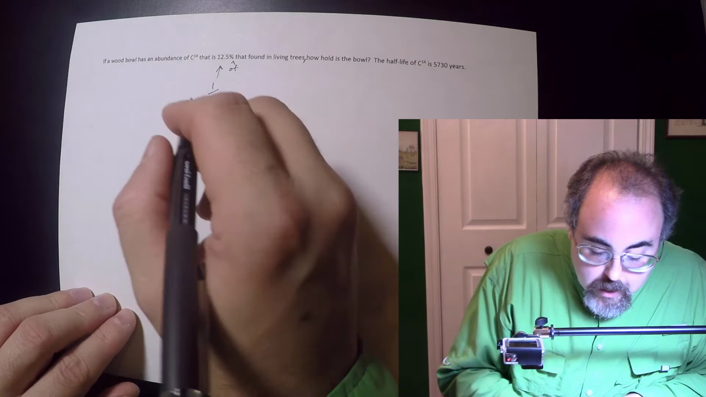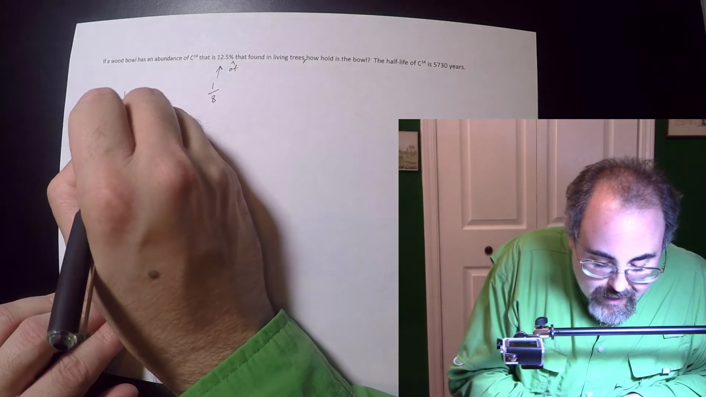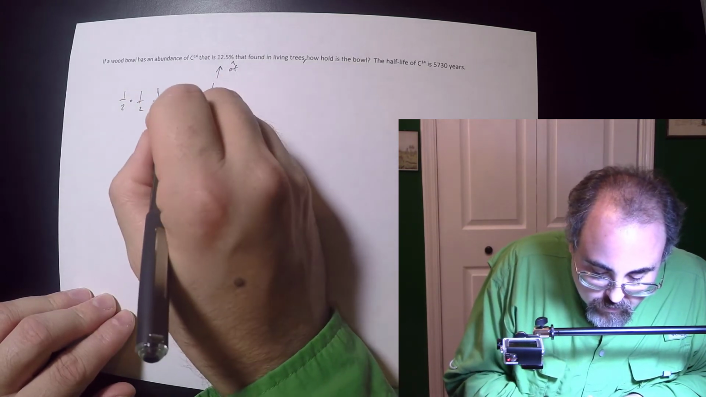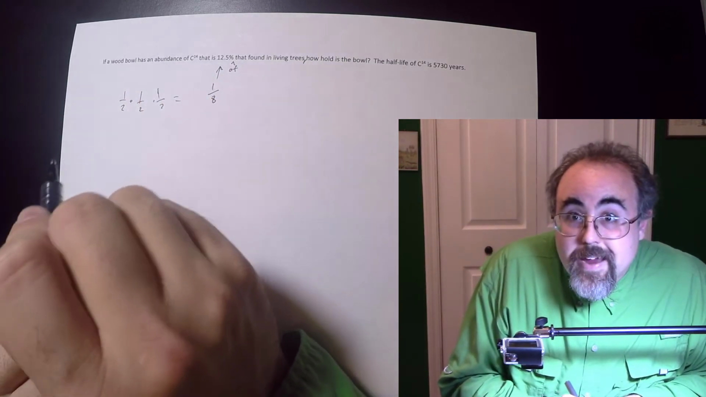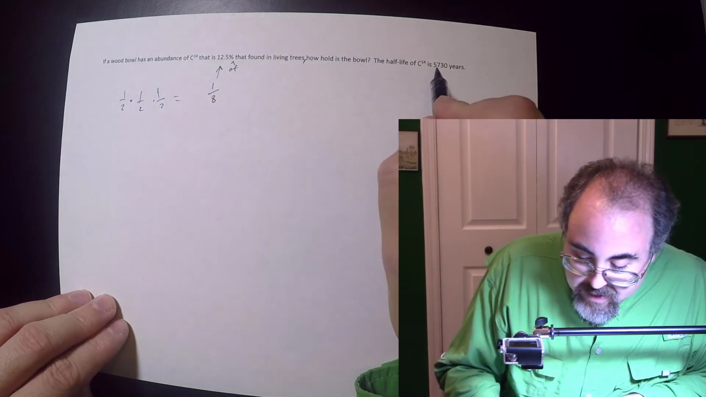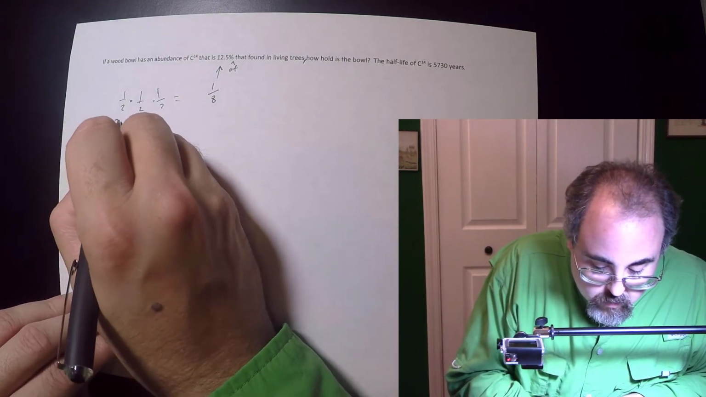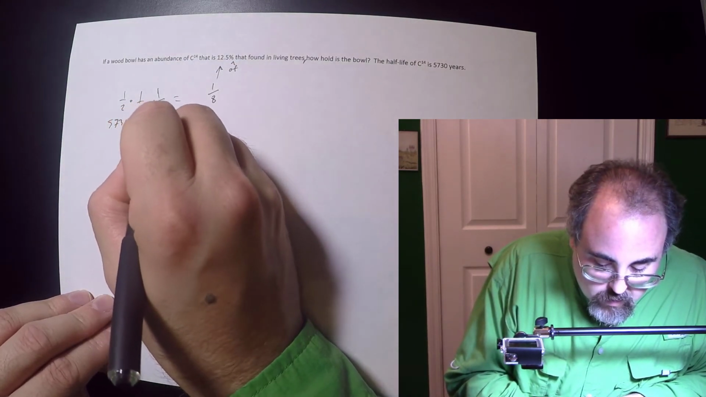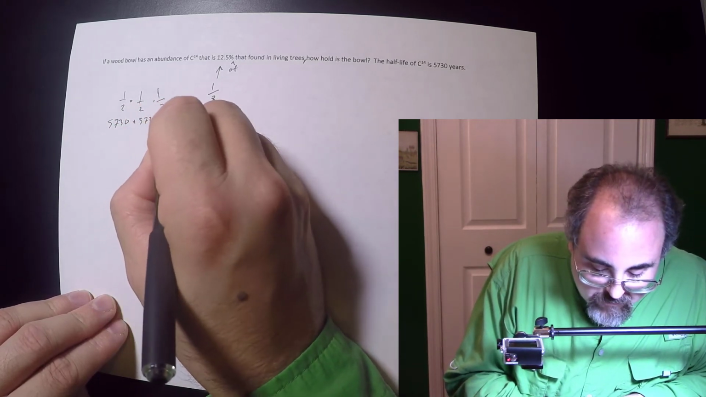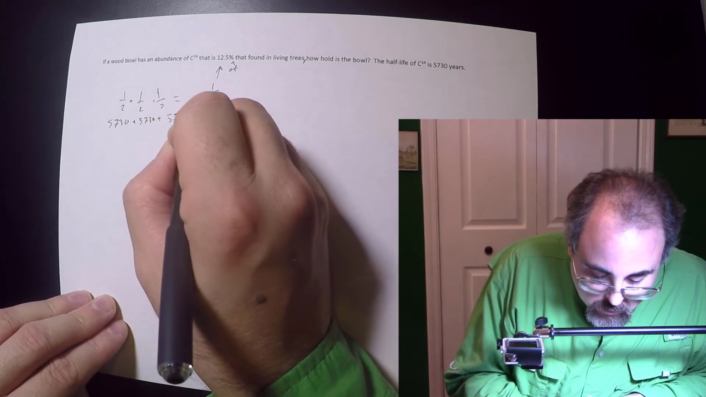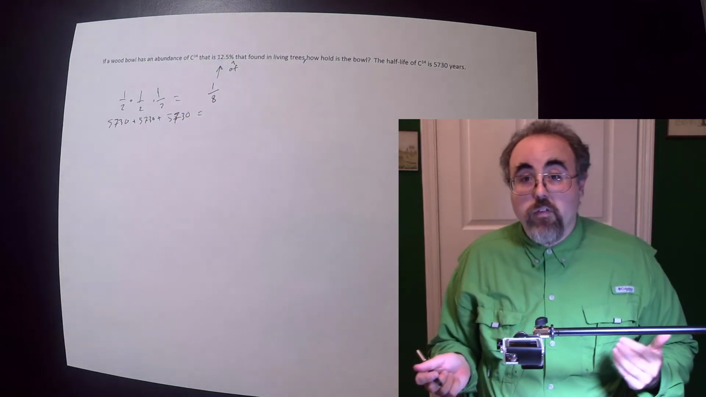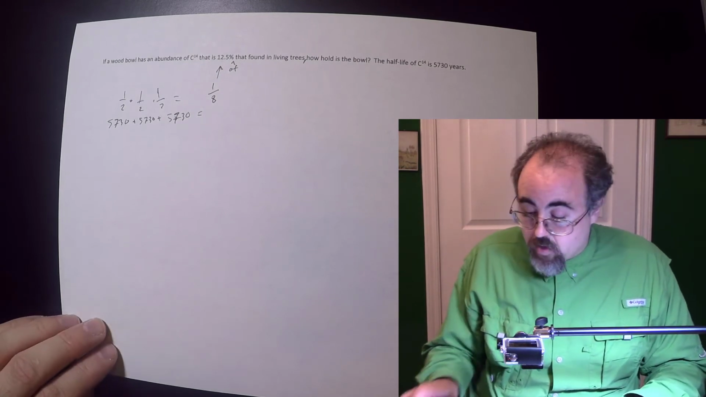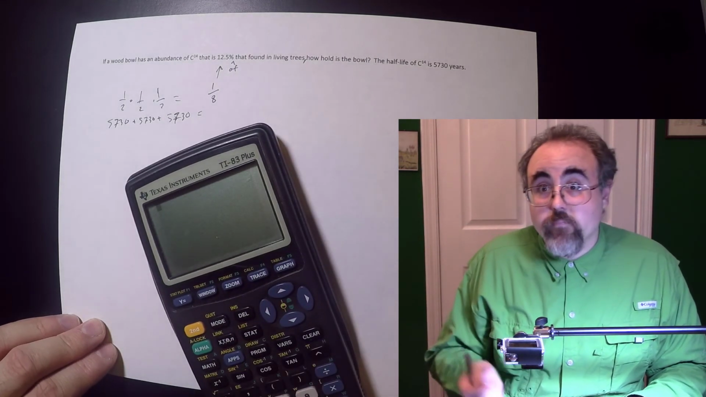Okay, so 1/8. That would be 1/2 times 1/2 times 1/2, which equals an eighth. That means there have been 3 half-lives. So after 5,730 years, it went down to half. After another 5,730 years, it went down to a quarter. After 5,730 more years, it went down to an eighth, and that's what we have. So for half-lives, we figure out how many half-lives we've got, because that's how many there are in an eighth, and we just have to add them up.